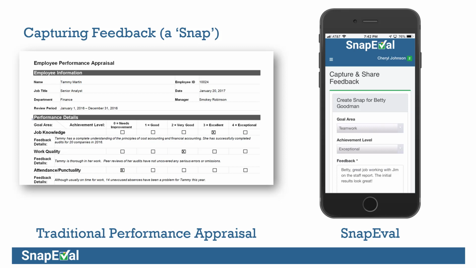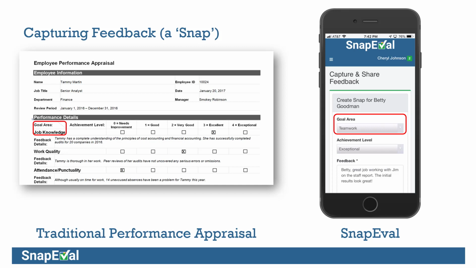So now let's introduce the concept of a snap. And basically, it all comes from traditional performance appraisals. On the left-hand side, we have a traditional performance appraisal, and it's really organized around what we call goal areas. Goal areas are inclusive of corporate-wide goals, corporate values, job competencies, individual goals, department goals, all those kinds of things. We lump them all into the category that we call goal areas. And so in a traditional performance appraisal, you'll have many different goal areas, such as job knowledge and work quality and attendance and so on and so forth.